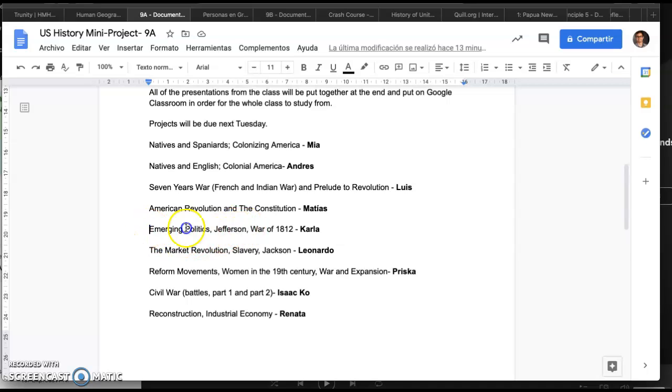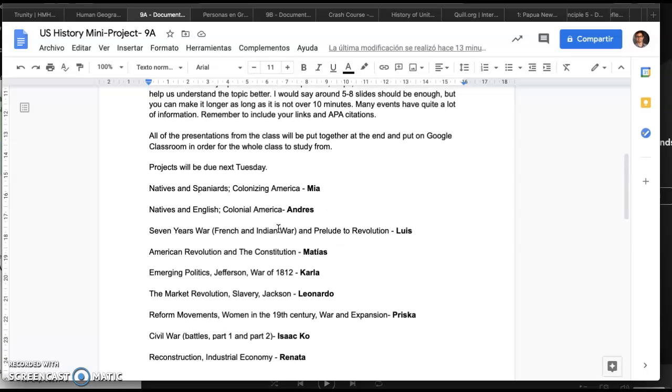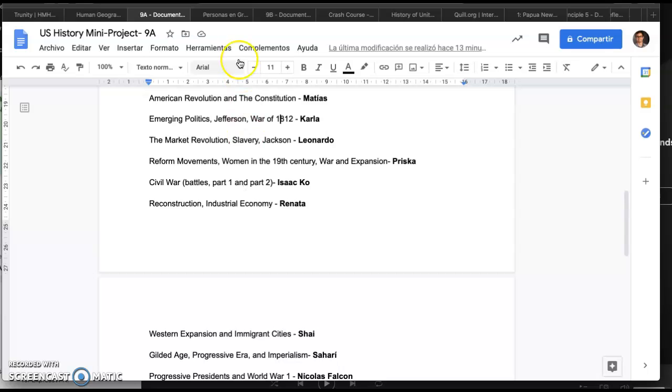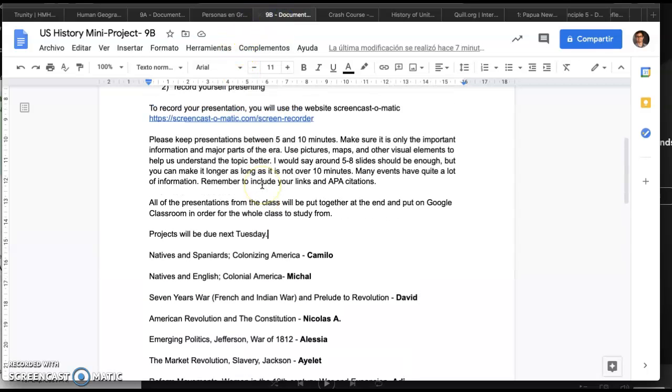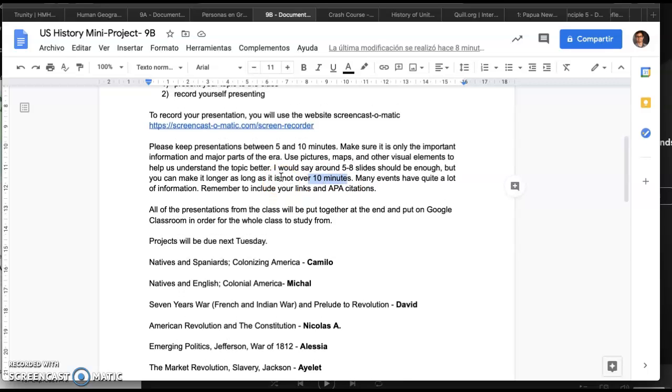But as long as it fits within this era, which I'm sure they'll talk about in the video, just find one or two mini events within your topics and investigate those. Looking at 9B, it's the same assignment. Obviously remember your APA citations, and remember that it shouldn't be over 10 minutes long. There's a timer going right now. I can see how long I've been talking.